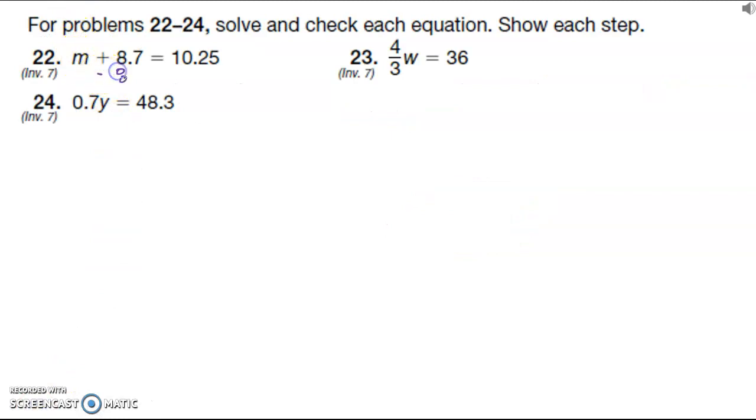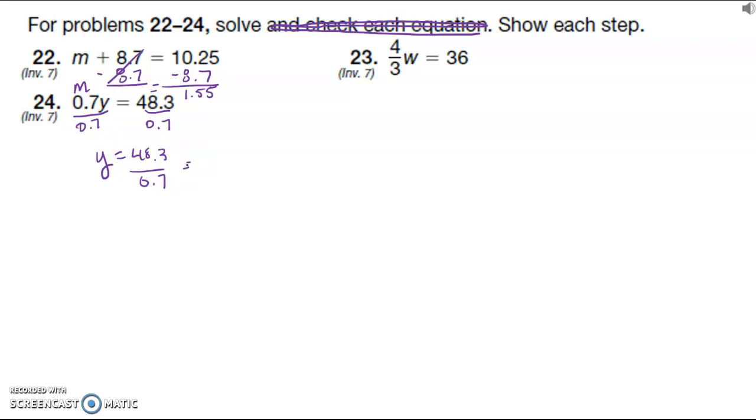22. So we're going to subtract 8.7 from both sides, keeping in mind that we're just going to solve this. We don't need to go back and check it because that confuses you guys. So then we have m is equal to 10.25 minus 8.7, which is 1.55. Okay. Here I'm going to divide. So I have y is equal to 48.3 divided by 0.7, which is 69. And then over here I'm going to have to multiply by the reciprocal.